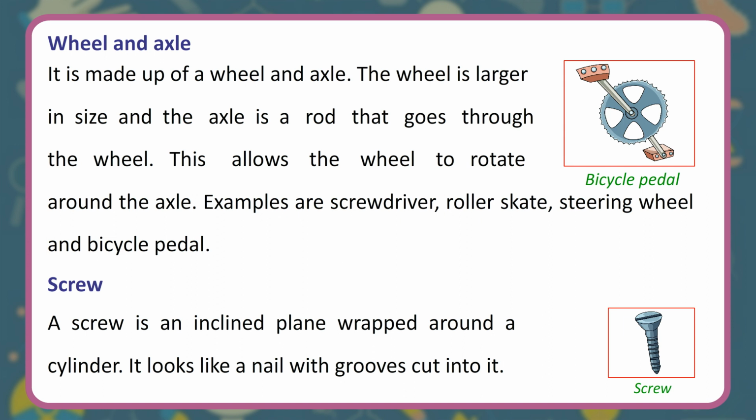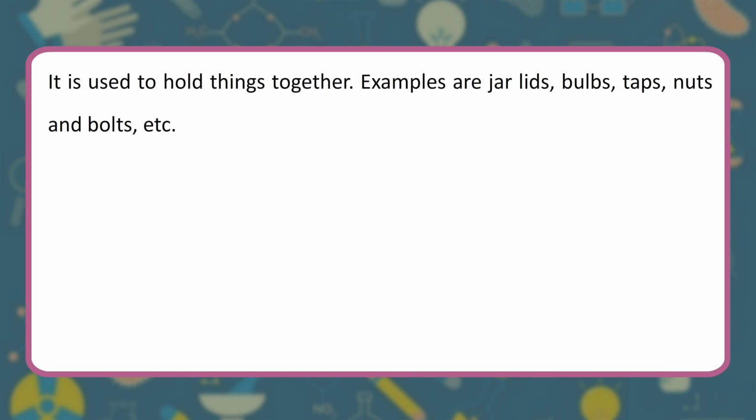Screw. A screw is an inclined plane wrapped around a cylinder. It looks like a nail with grooves cut into it. It is used to hold things together. Examples are jar lids, bulbs, taps, nuts and bolts, etc.